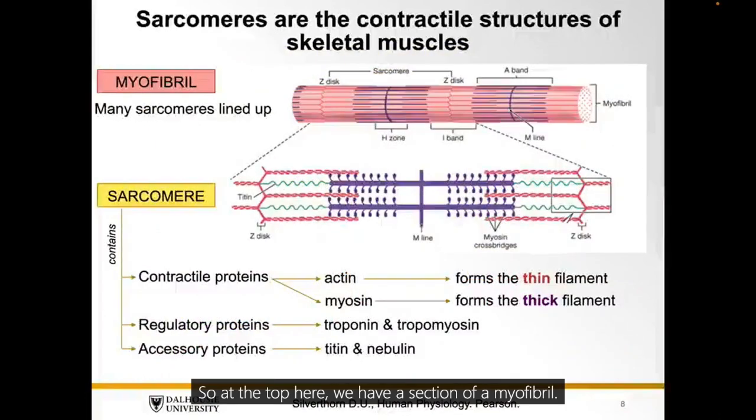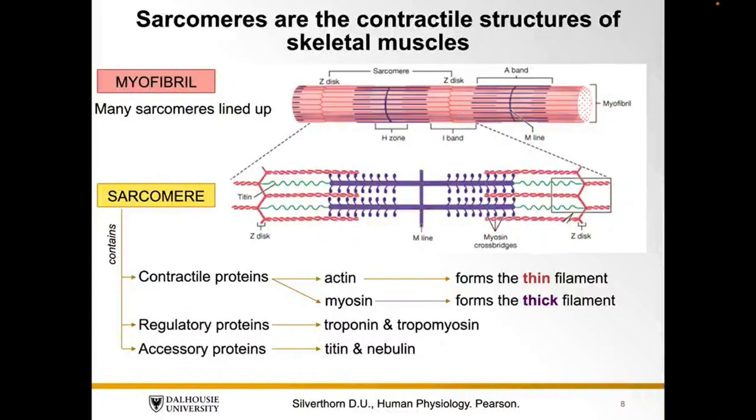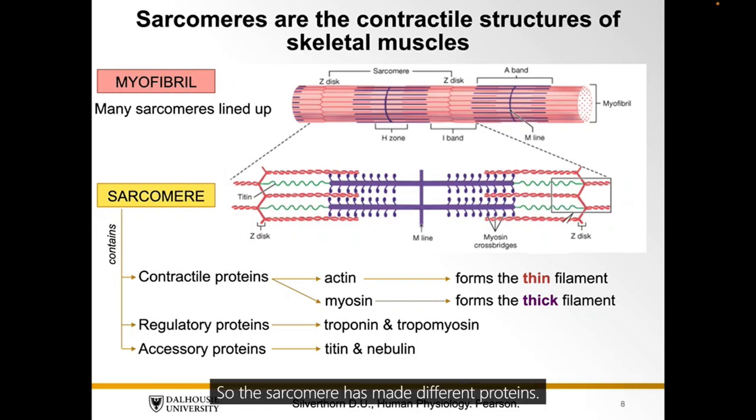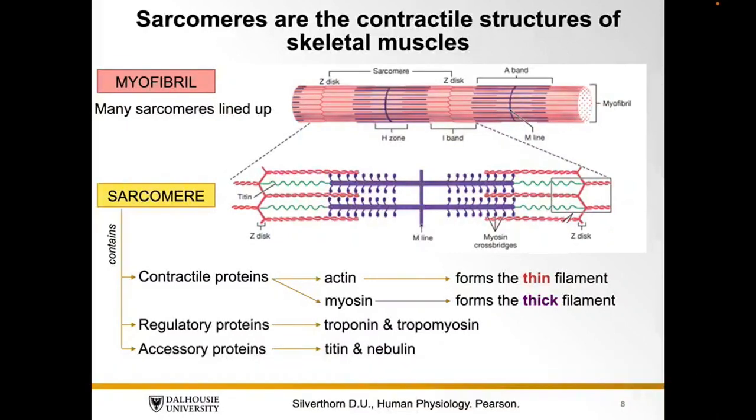So at the top here, we have a section of a myofibril. For instance, here we have two sarcomeres in a row, one from here to here, and then one from here to there. But what's really important in this slide is the structure of the sarcomere. So the sarcomere has many different proteins that will participate in skeletal muscle contraction. The two most important proteins that are directly involved in contractions are actin and myosin.